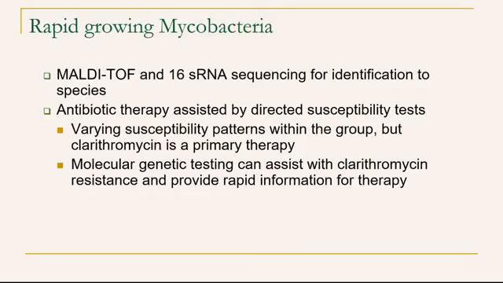The antibiotic therapy is assisted by directed susceptibility tests. You can have variable susceptibility patterns within the groups of the organisms, but clarithromycin is usually a primary therapy. Over time, we've wanted to have rapid help for detection of resistance for these organisms. So there's actually molecular genetic testing that can assist with clarithromycin resistance and provide very rapid information for how you should direct your therapy for the treatment of rapid growing mycobacteria.